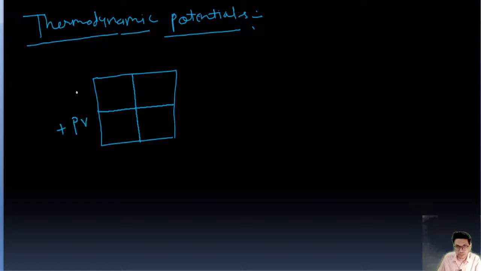So here, PV downward, and minus TS on this side, minus TS, and this is UF and this is HG. So you need to note this down: on this side it is minus TS, and downward it is plus PV. UF, HG. You can memorize it any way.